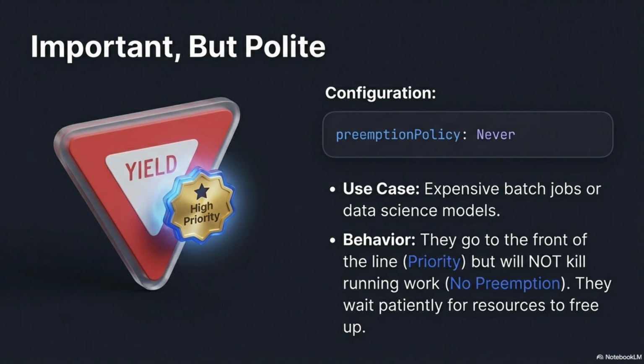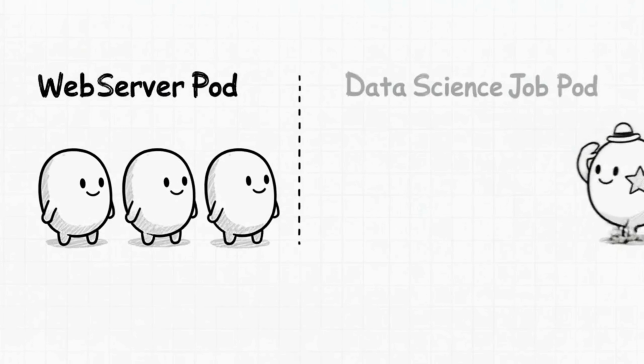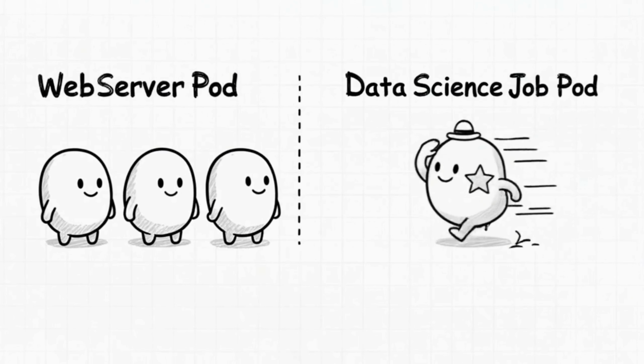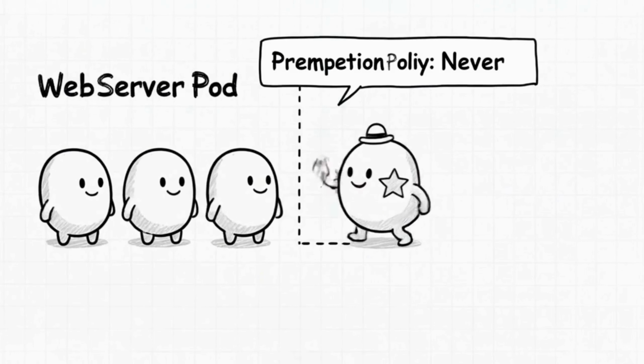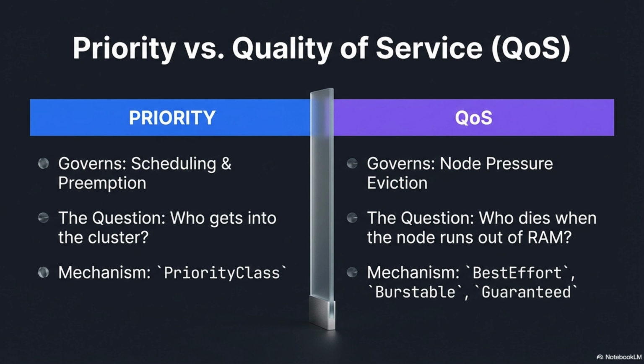For this, you can create what I like to call important but polite pods. And you do this with a single setting in your priority class. Preemption policy: Never. A pod using this class will still jump to the front of the scheduling line because of its high value, but it will wait patiently for resources to free up on their own, instead of evicting anything. It gets priority in the queue, but it won't kick anyone out of their seat.